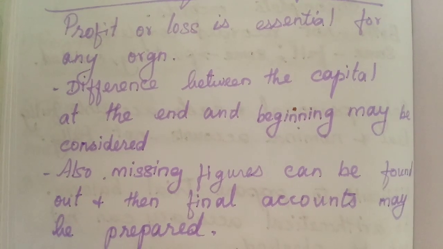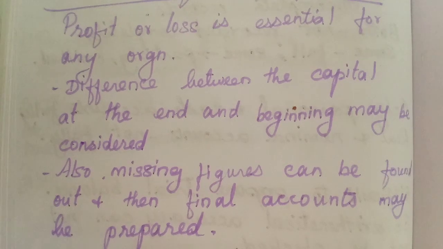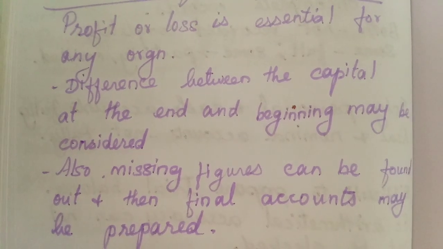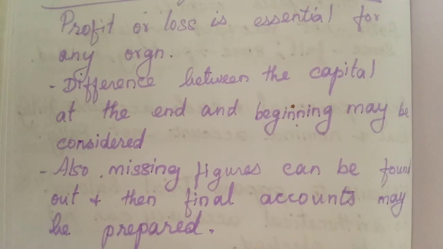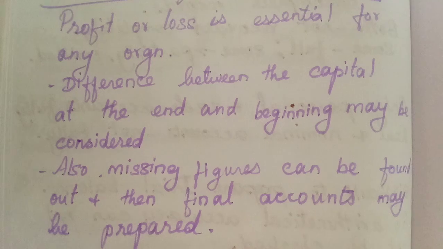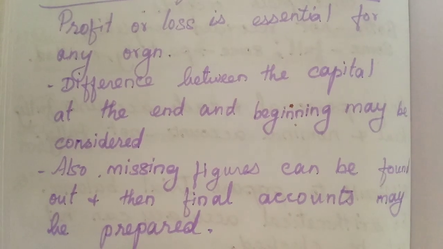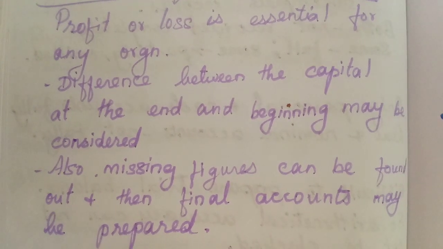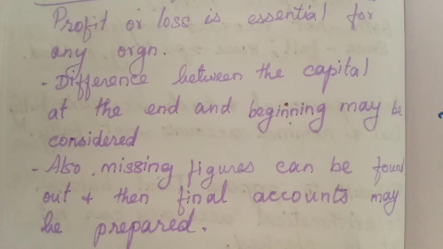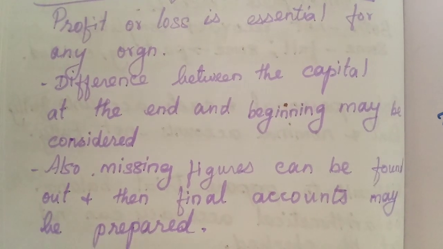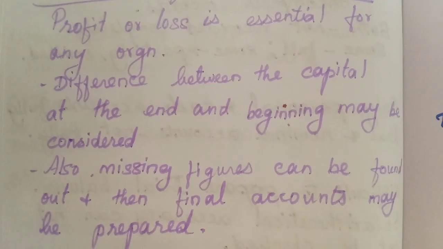And sometimes, since it is a private business, he may withdraw some money for personal purposes, which is called drawings. And to improve his business, he might have introduced additional capital, which will increase his closing capital. So we have to make two adjustments to find his profit, adjustments with regard to the drawings and the additional capital. Now we will see this.